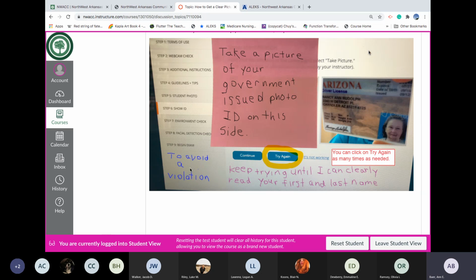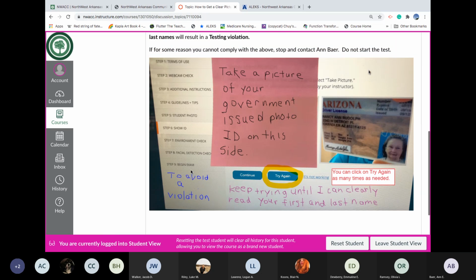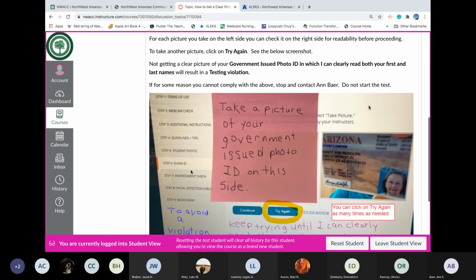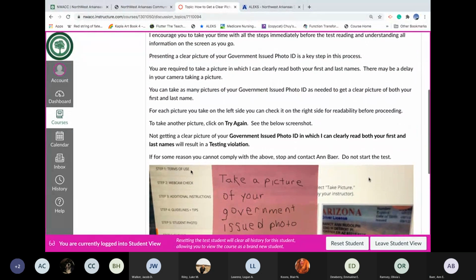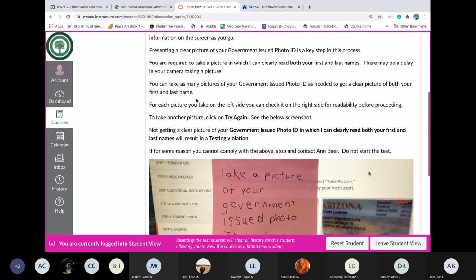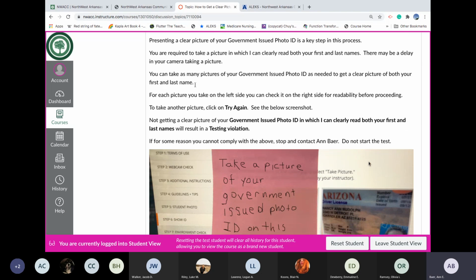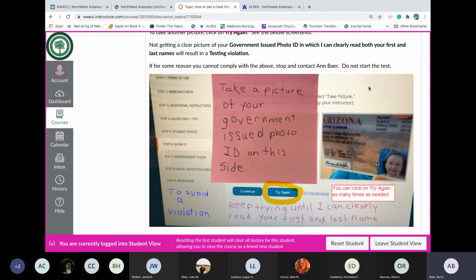You definitely want to avoid a violation. So let's go back up here. You can take as many pictures as needed to get a clear picture of both your first and last name. And I would like to see the picture of you on that ID too, like I see the picture of my mom right there.